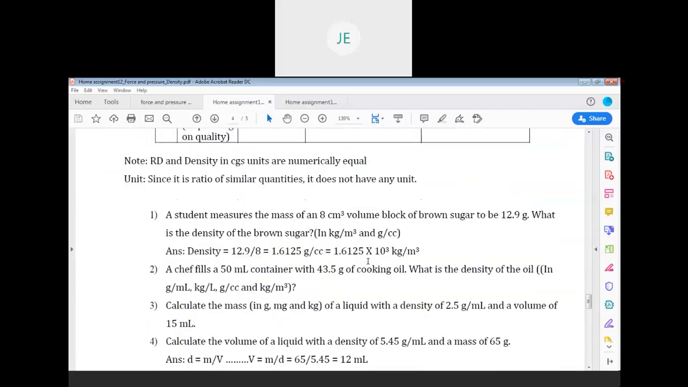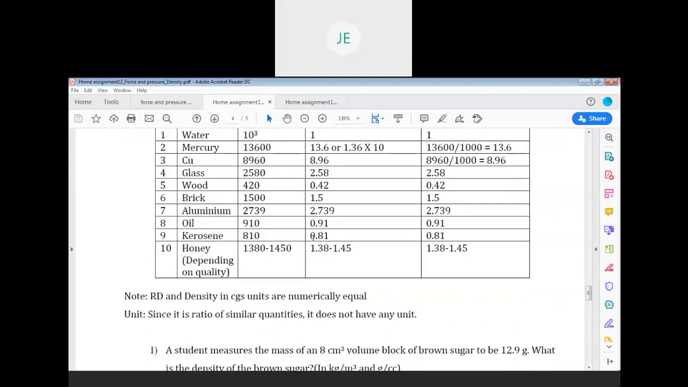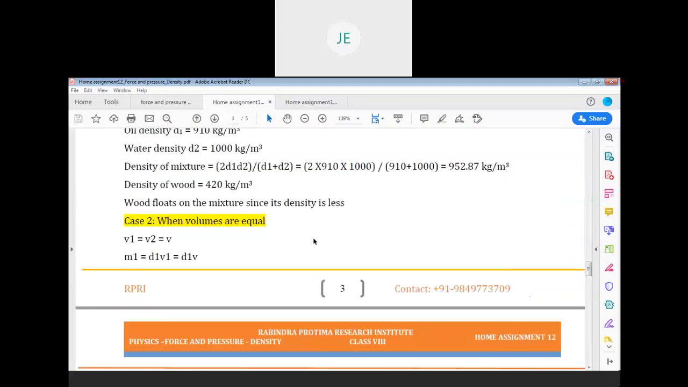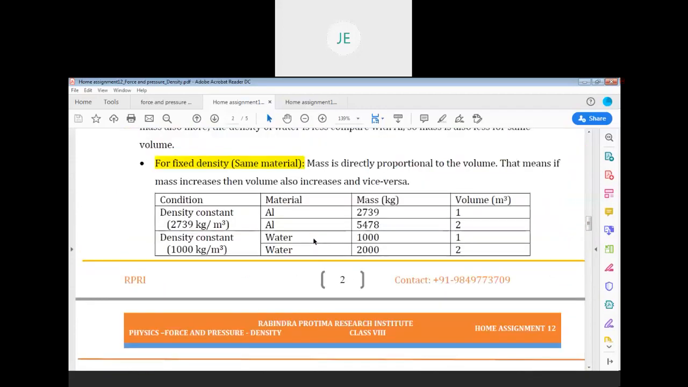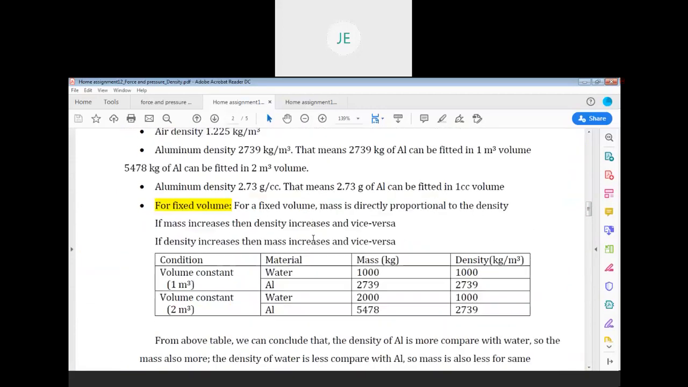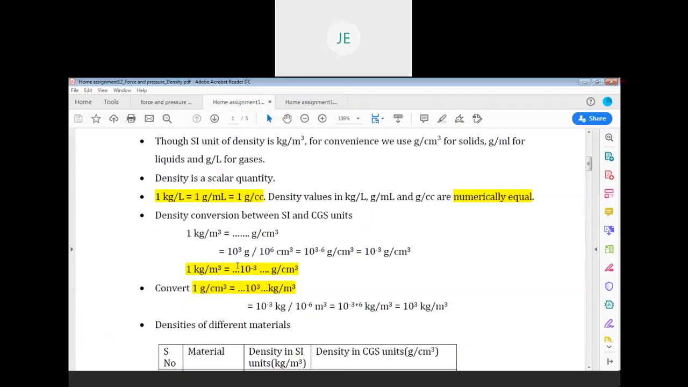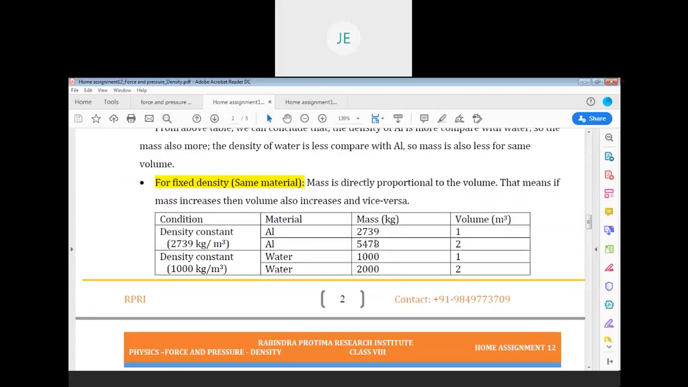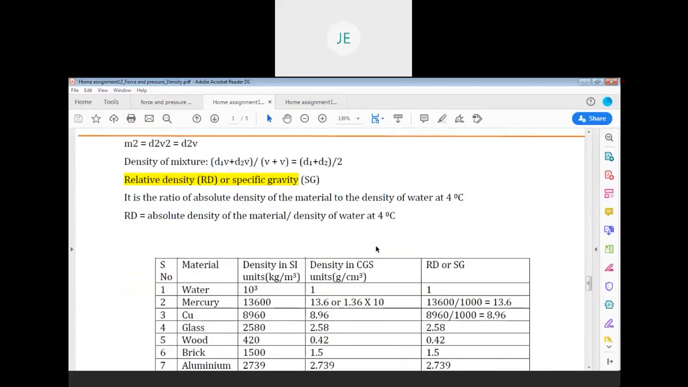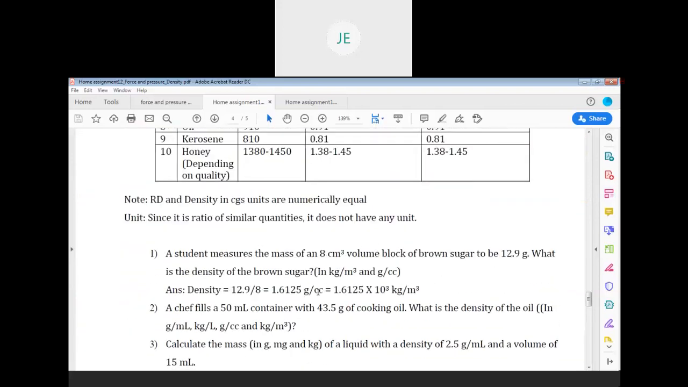We have already got the relation between kg per meter cube to gram per centimeter cube, or gram per cc to kg per meter cube as: 1 kg per meter cube is equal to 10 power minus 3 gram per centimeter cube, or gram per centimeter cube is equal to 10 power 3 kg per meter cube. So if you use that formula here, you will get the density in kg per meter cube also.